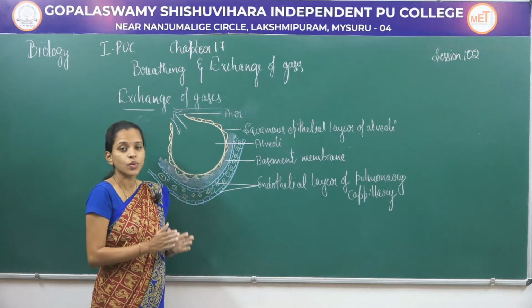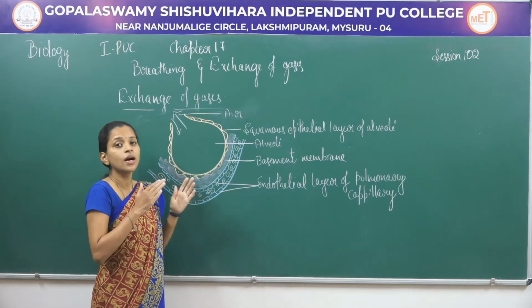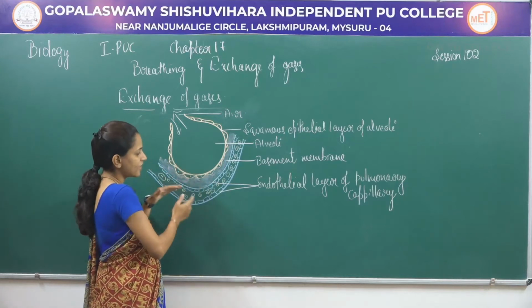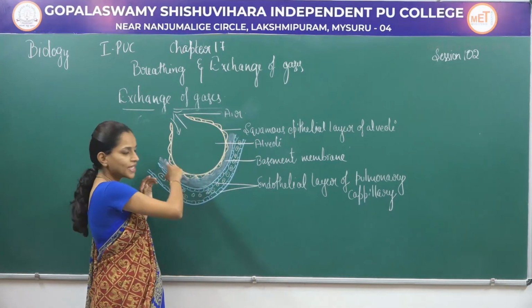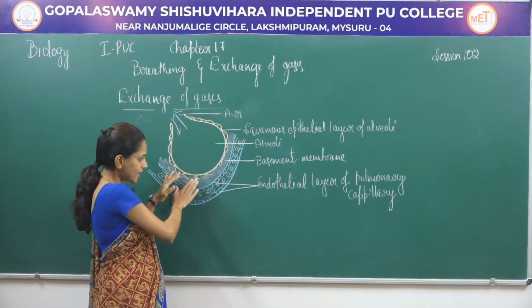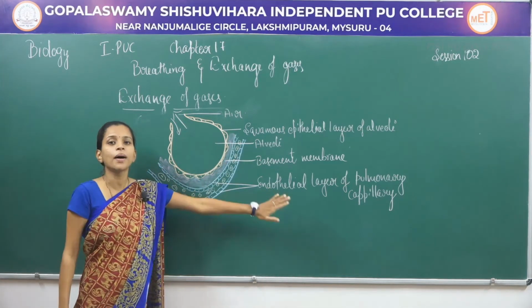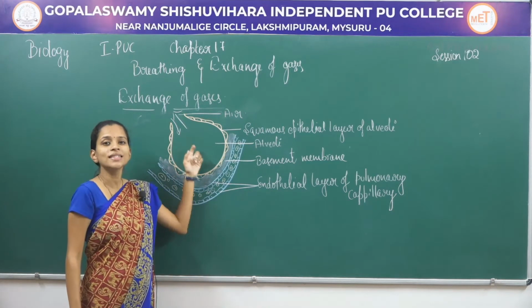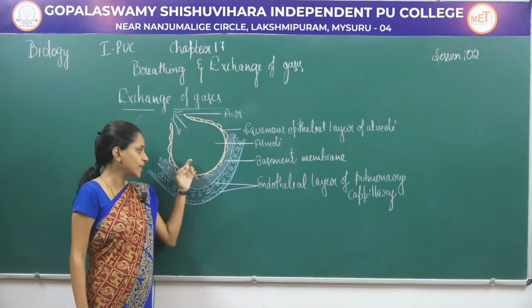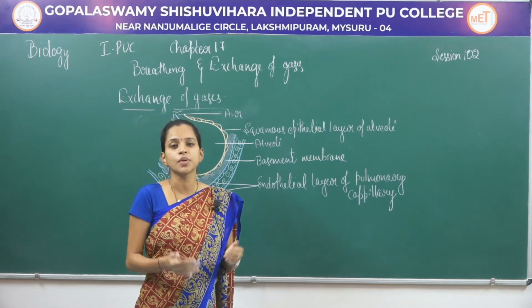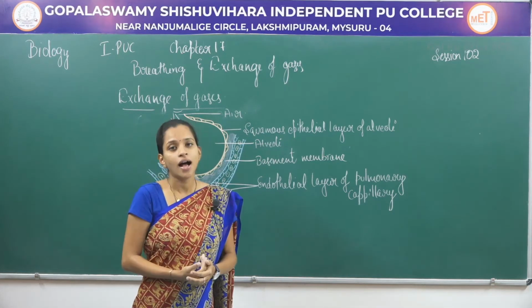So a gas, when it should get exchanged within the body for intrapulmonary respiration, it should pass 3 different layers. One is the squamous epithelial layer of the alveoli, then comes the basement membrane, and then the endothelial layers of the pulmonary capillaries. Once the air passes between these 3 layers, then you can consider that the gas has been exchanged between the cells as well as the alveoli.